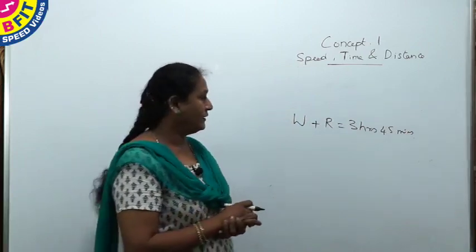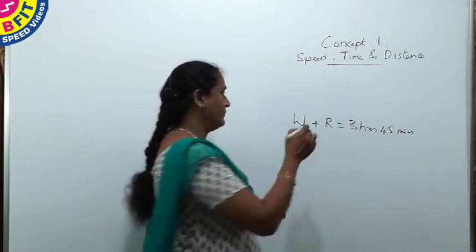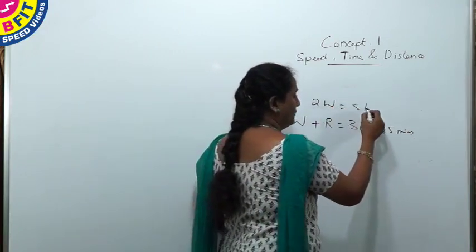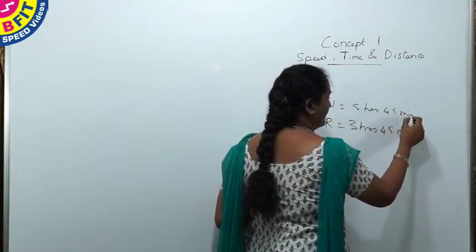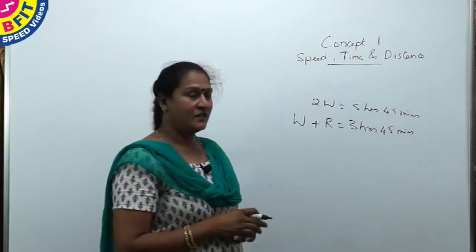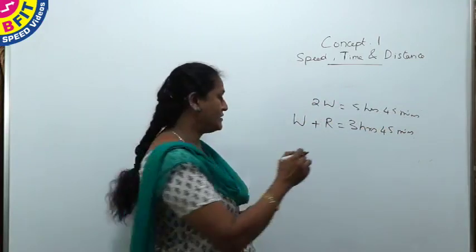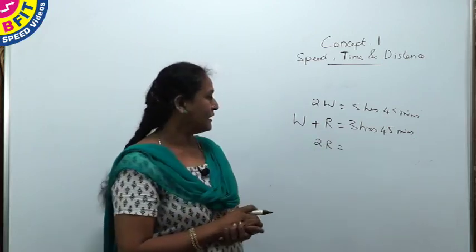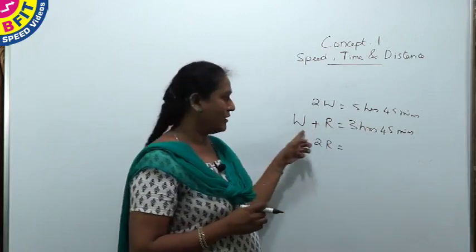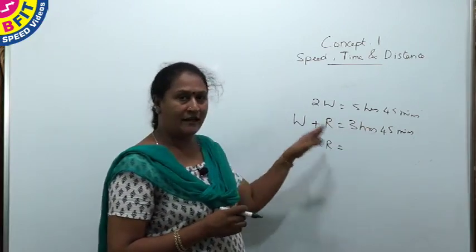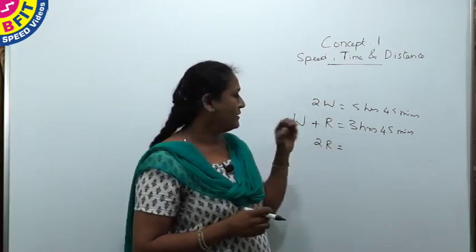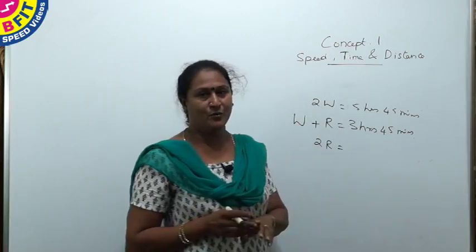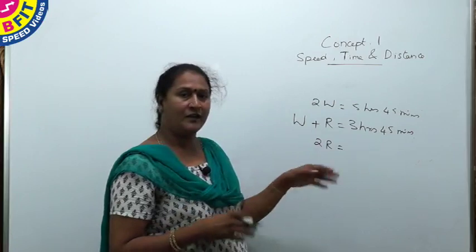And both ways walking, time taken is 5 hours 45 minutes. So W plus W, or you can write as 2W, is equal to 5 hours 45 minutes. And the question here is, what will be the time taken when he rides both ways? R plus R, or 2R. So when you check here, this is the base. Walking one way and riding the other way, he takes 3 hours 45 minutes. When he walks both ways, speed is less, time taken is more. So you need to find the time taken when he rides both ways.